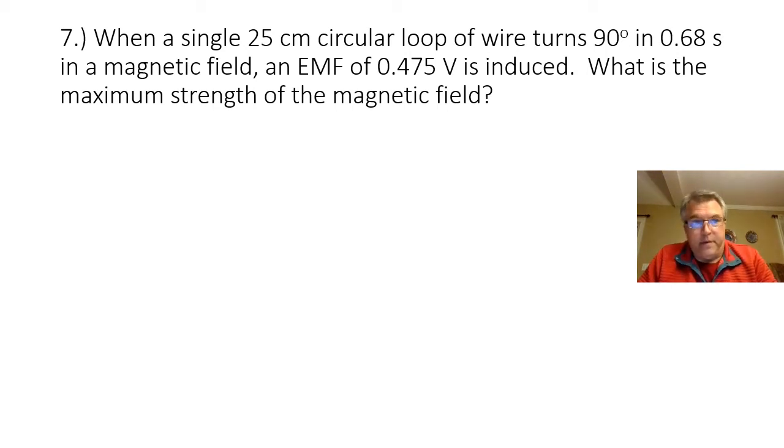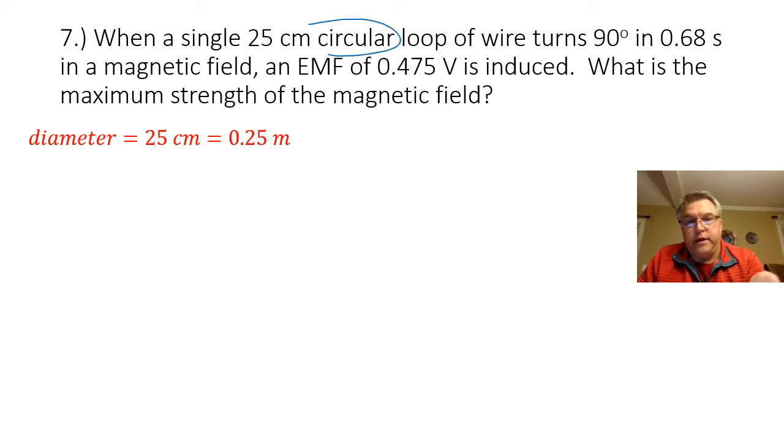Problem 7. When a single 25 centimeter circular loop of wire turns 90 degrees in 0.68 seconds in a magnetic field, an EMF of 0.475 volts is induced. What is the maximum strength of the magnetic field? I'm given the diameter of the loop of wire, and we are told that it is a circle. The diameter is 0.25 meters.